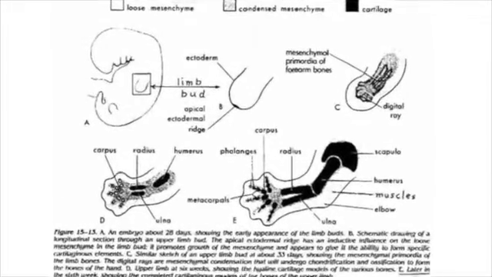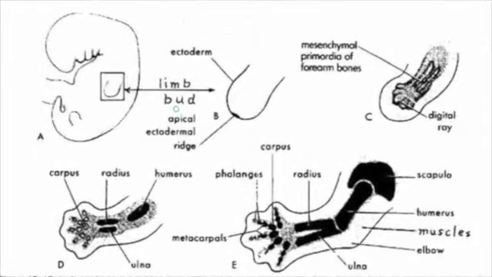This just shows it in a slightly different way. You can see the limb bud actually starts really as a sort of solid lump.